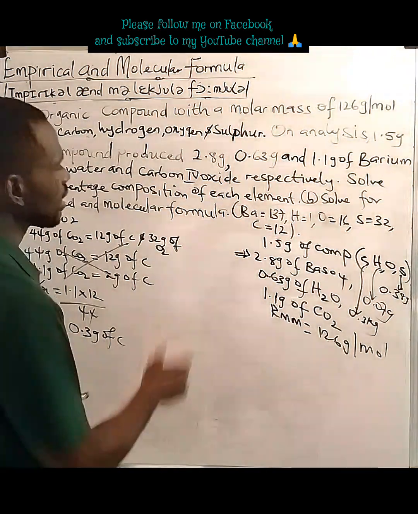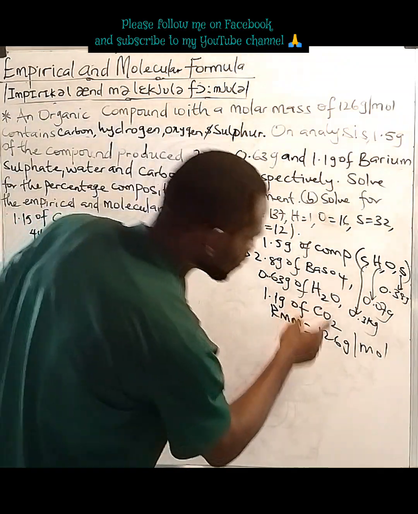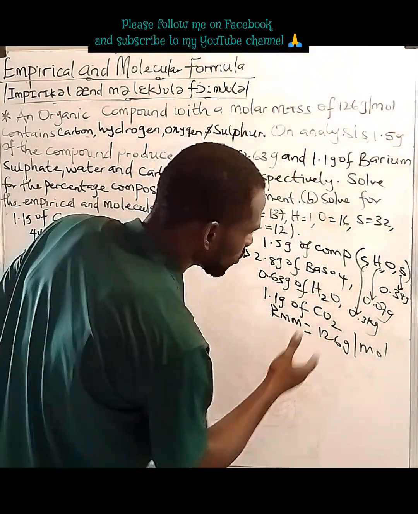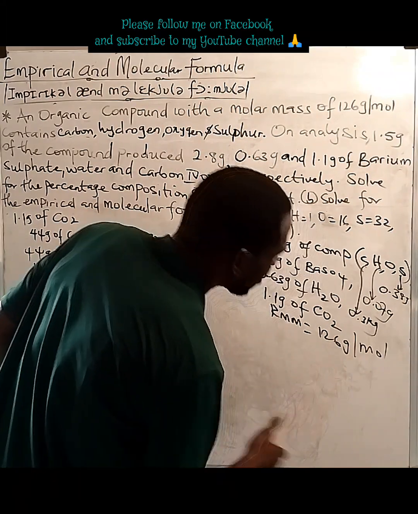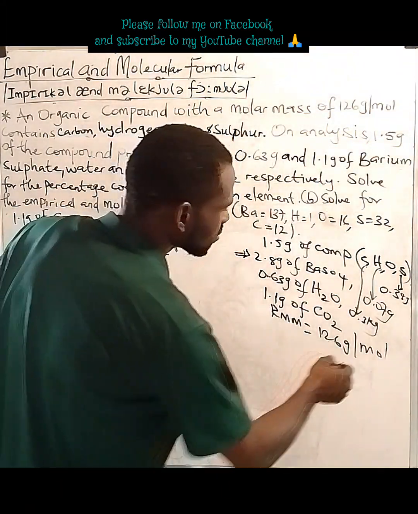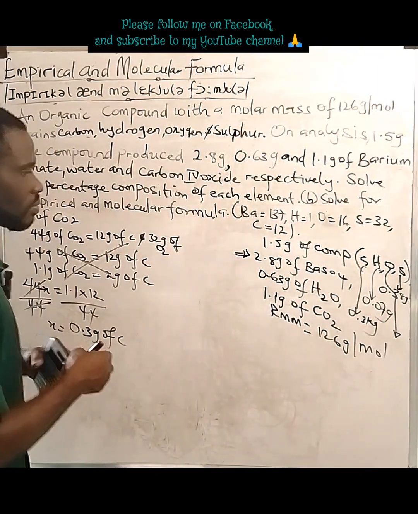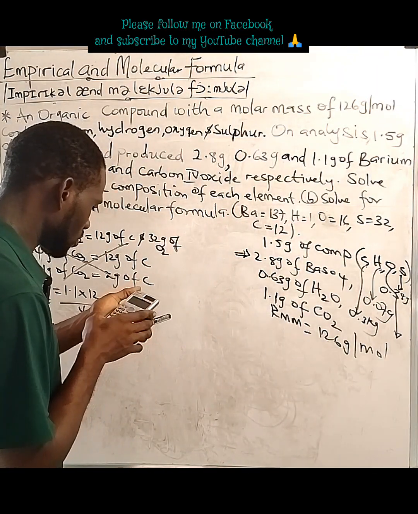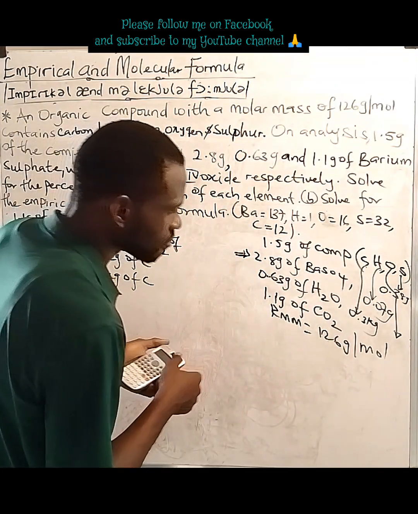So don't forget that the compound itself is 1.5 gram. And right here we have 0.3 gram of carbon, 0.07 gram of hydrogen, 0.38 gram of sulfur. So what's going to be the mass of oxygen? That's the next one. What do we do? Let's use our calculator to subtract all this. We add all the others together and take it off 1.5.